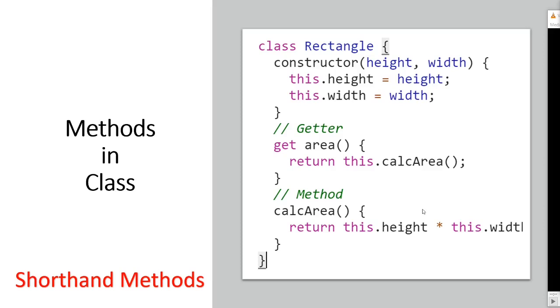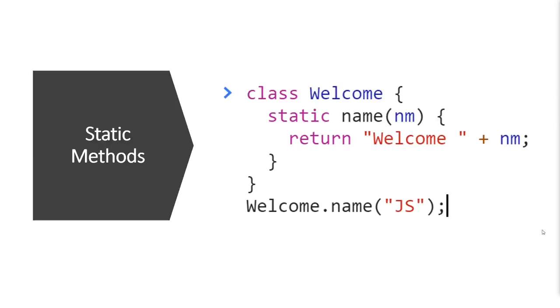Alright guys, so let's take a look at the example of how we write methods in classes. So here in this example, we can see that when we write a method, we always use shorthand methods. Shorthand methods are methods where we don't use the function keyword itself, right? Even in the getters and setters, we completely avoid the function keyword, right? So we have to keep in mind that whenever we are writing methods in a class, we always use shorthand methods.